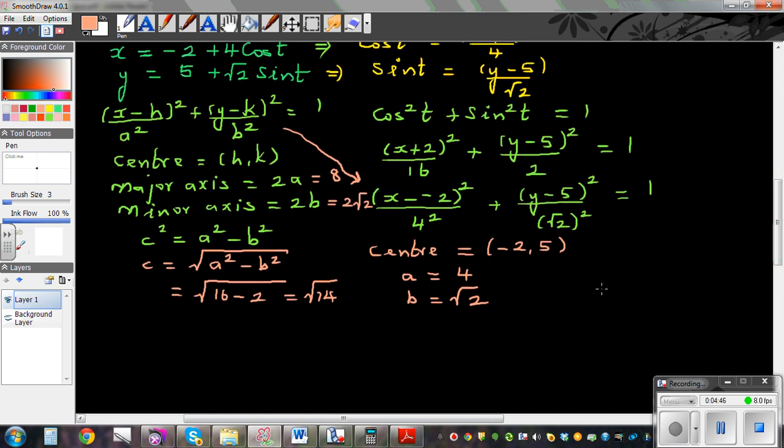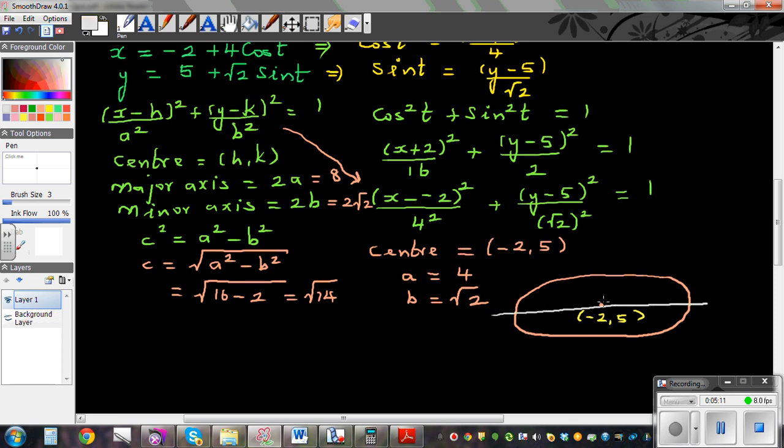Let's draw an ellipse. The center is negative 2 comma 5. This is your major axis, and this is your minor axis. Let's say this is O, this is A, this is B, this is C, and this is D. This distance is 4, and this is also 4. This distance is root 2, and this distance is also root 2.